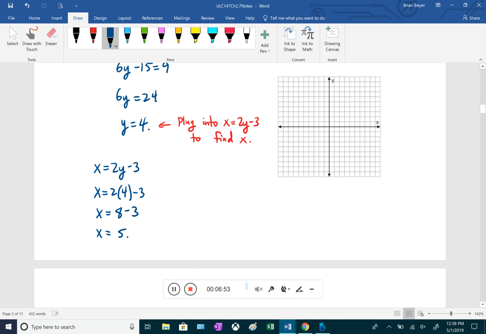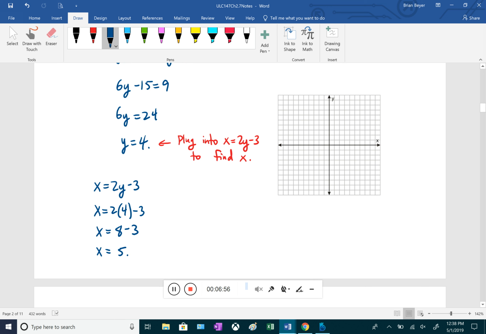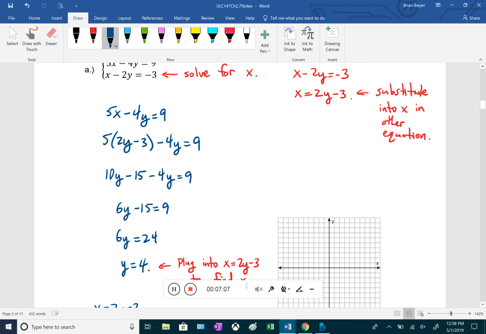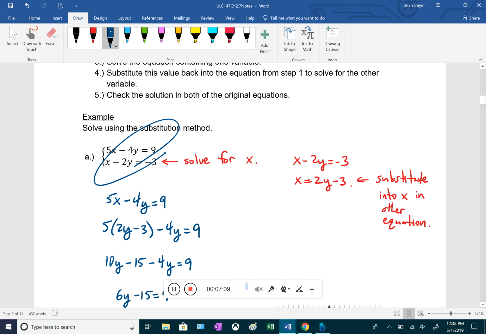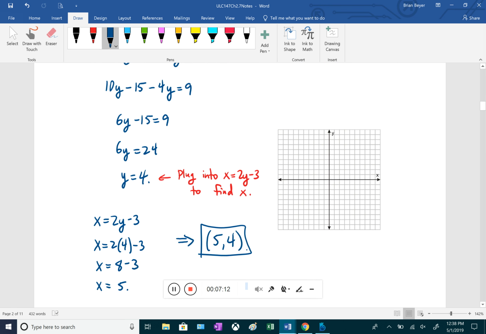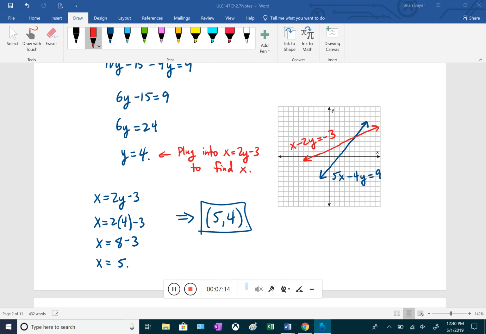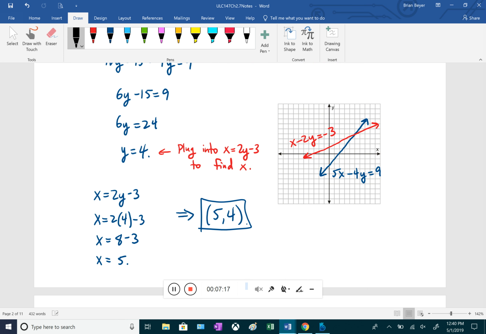So you could just circle both of those answers. We have x equals 5 and y equals 4. Or we can write it as an xy coordinate as (5, 4). Okay, so graphically speaking, I'm just going to graph these two equations real quick, and then we can see that this is the solution. So when we graph them, we get these two graphs, and we see that they intersect right here, and we can also see that the coordinate is (5, 4), which is our answer.